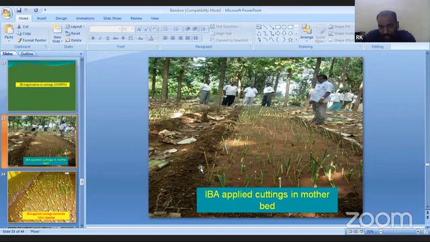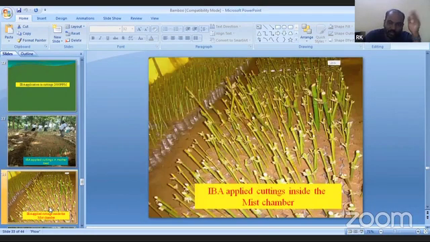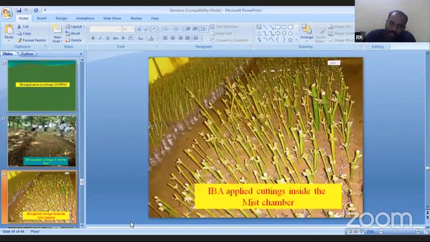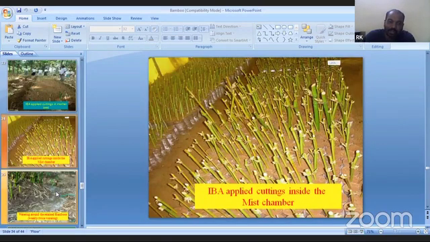This is called a mother bed, in an open area. If you have facilities, you can put the IBA cuttings inside a mist chamber, which is a polyhouse. You purchase poly bags or poly roll and make a small tunnel type, then apply it there also. Both are good, but the mist chamber also gives a higher percentage of rooting.